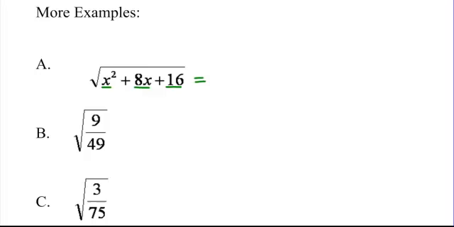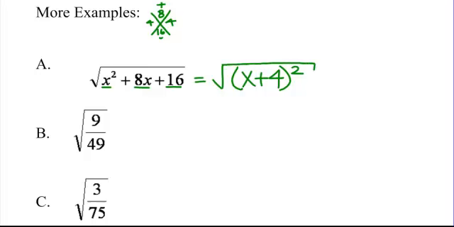X squared plus 8x plus 16. If I want 2 numbers that add together to make 8 and multiply to make 16, my numbers are 4 and 4. So this could be written as the square root of x plus 4, all squared. And remember, squares and square roots undo each other. So if those cross off, we're just left with x plus 4. We can do something similar with b and c.